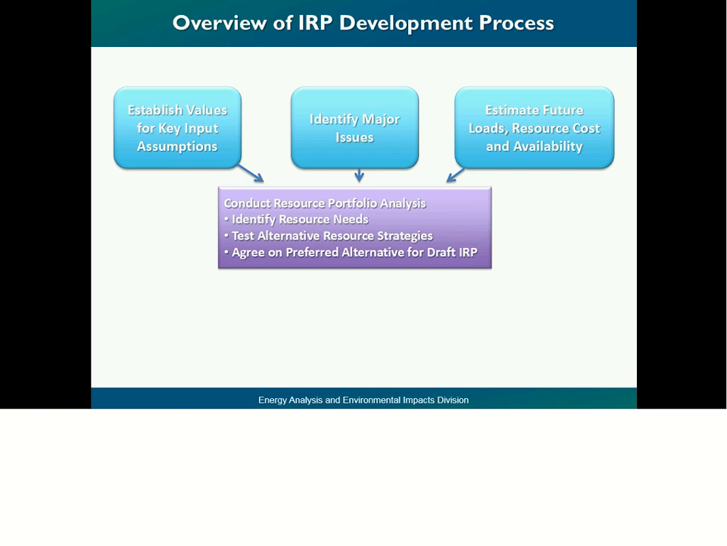You identify resource needs. This is a summary of what I've been talking about. Test alternative resource strategies and agree on a preferred portfolio for publishing in a draft IRP. Draft IRP goes out. You take public comment. Take that back in.